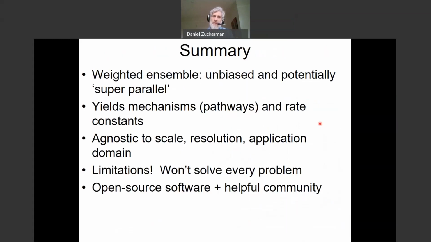So to sum up, the weighted ensemble method is unbiased, it can be super parallel, it's very powerful. It yields mechanisms, rate constants, and other information in an unbiased way with the right analysis. It doesn't depend on the scale of your system, the resolution, or the application domain. But it can't solve every problem, right? There's some systems that are going to be too complicated even for weighted ensemble, so don't make the mistake of thinking that this can solve every problem that you have, not necessarily.